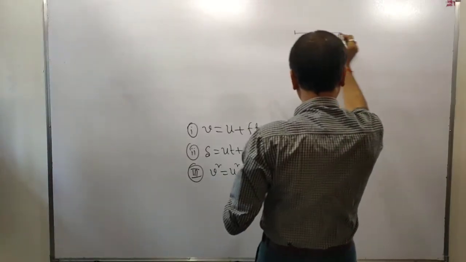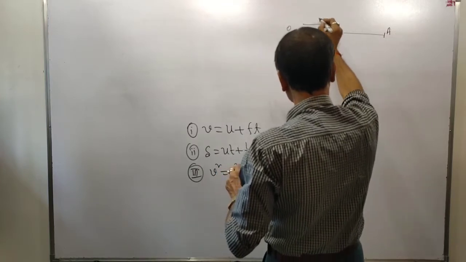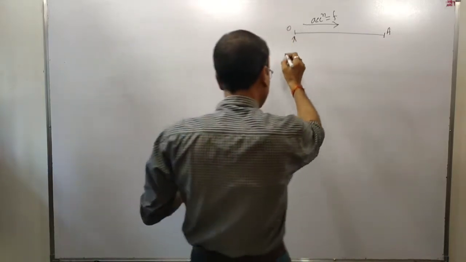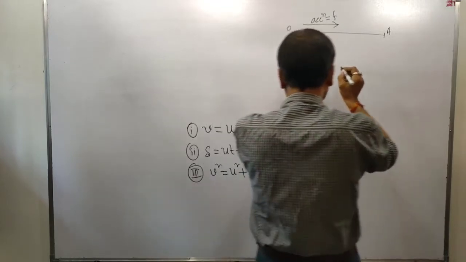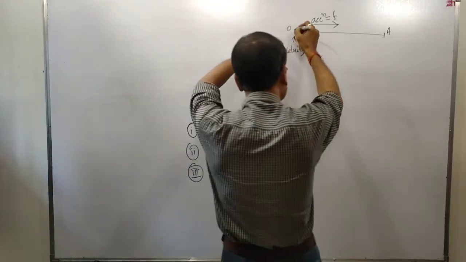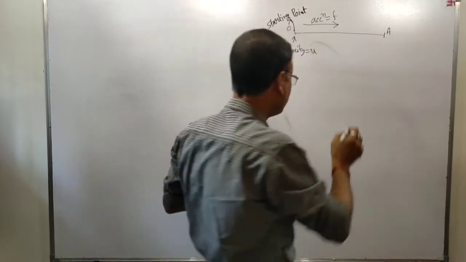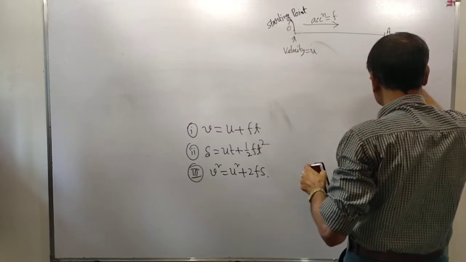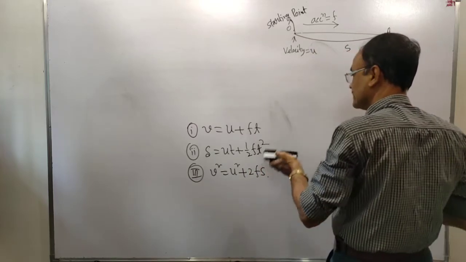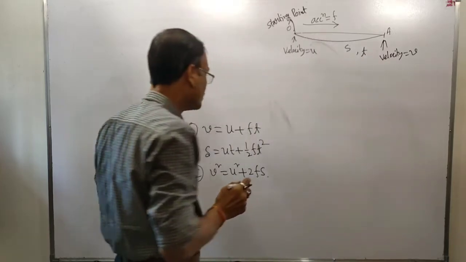Suppose O is the starting point, and a particle is moving in this direction with acceleration f. The velocity at this point is u. It starts from this point O. At this point A, the velocity is v, the distance is s, and the time taken from O to A is t.